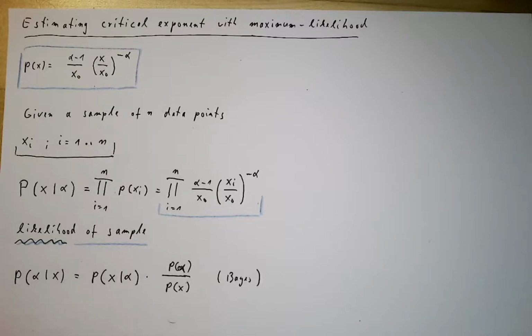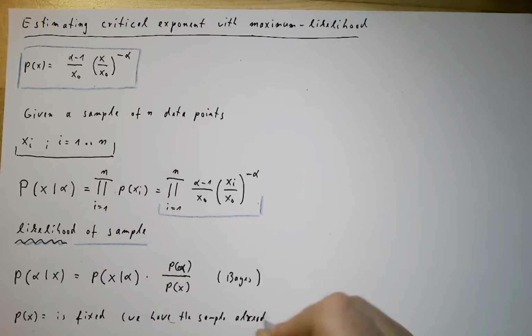And now the probability to have a sample, I mean this is fixed, because we have the sample already. Whatever this value is, this p of x doesn't depend on alpha anymore.